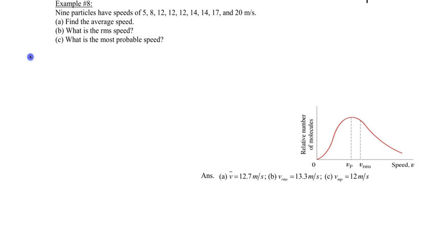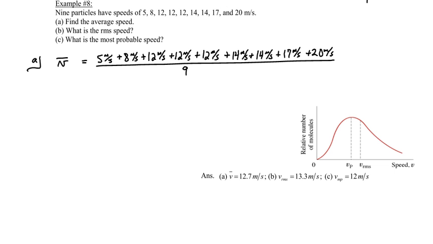So in part A, we're simply going to add up all the velocities and divide by the total number of particles, as you would do any arithmetic mean. So there you have it, and now when you put that all into your calculator, you get a speed of 12.7 meters per second.